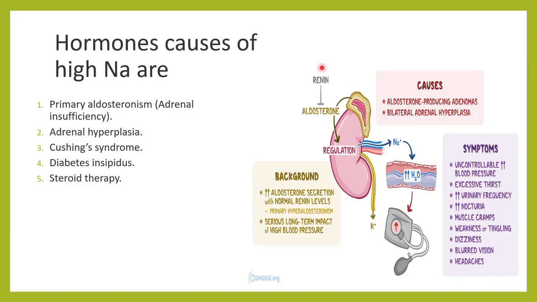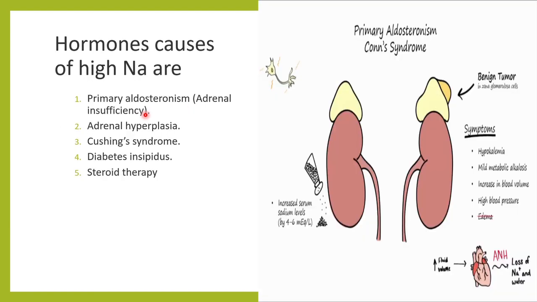I have told you that there are a few hormones which maintain sodium homeostasis. One is aldosterone. In primary aldosteronism, also called Conn's syndrome, you can see this is the adrenal gland and there is a tumor here. Because of this tumor, there is increased secretion of aldosterone. What it will do is increase the absorption of sodium, so the sodium levels will be very, very high. So that can cause increased sodium.